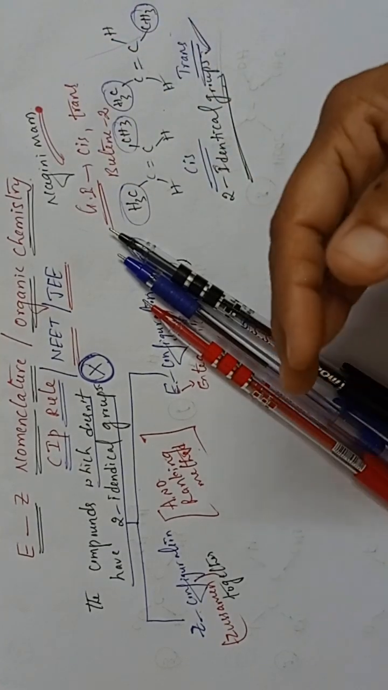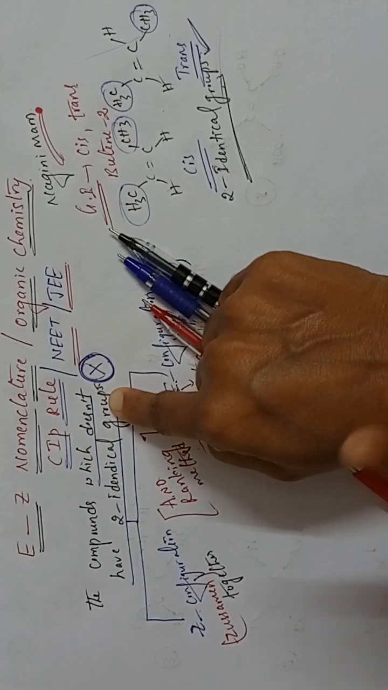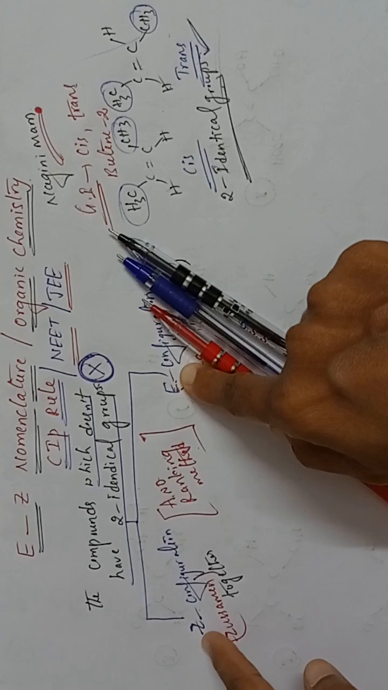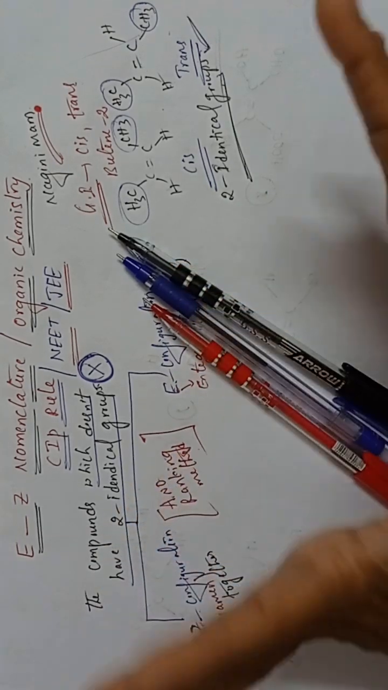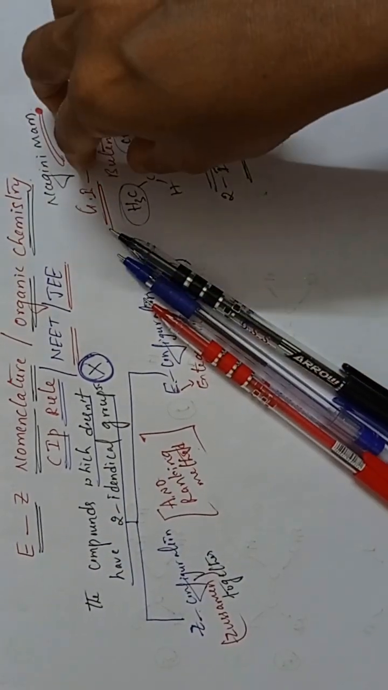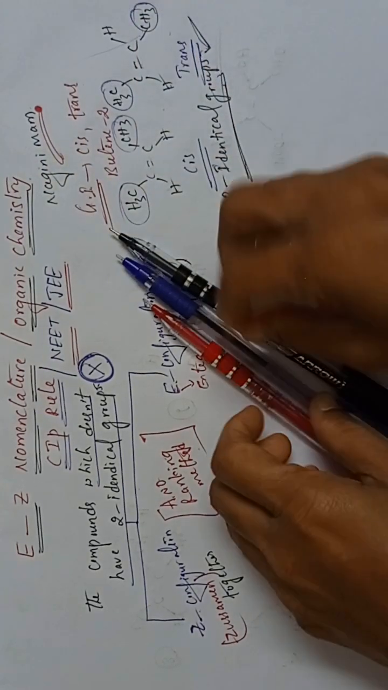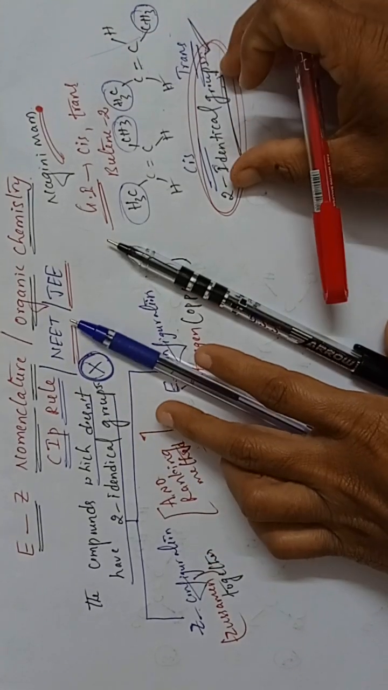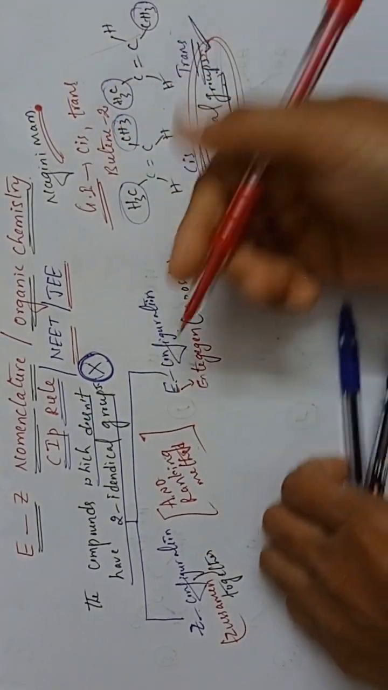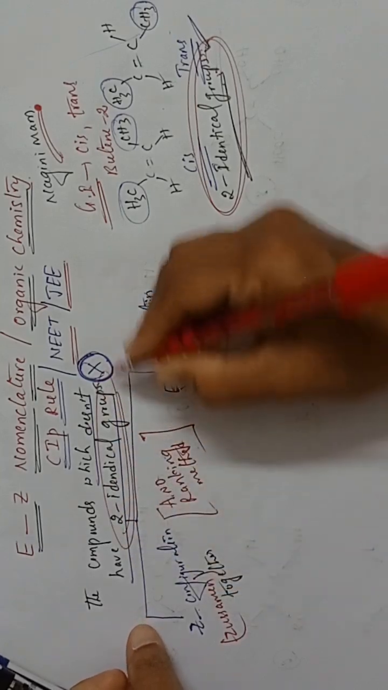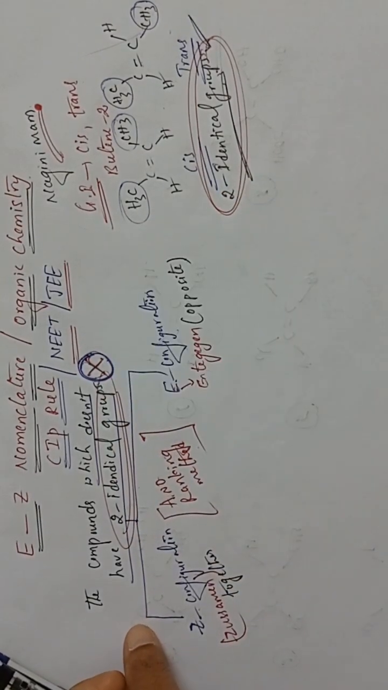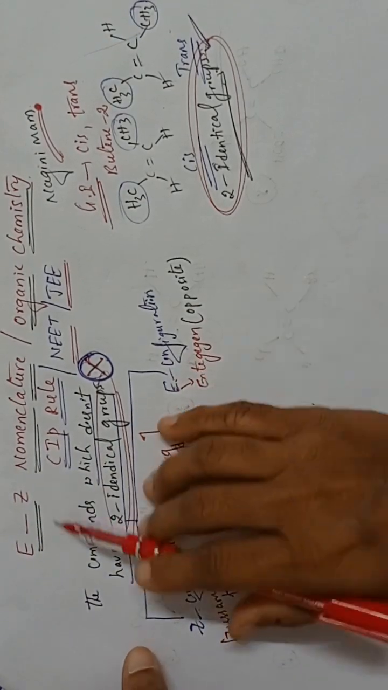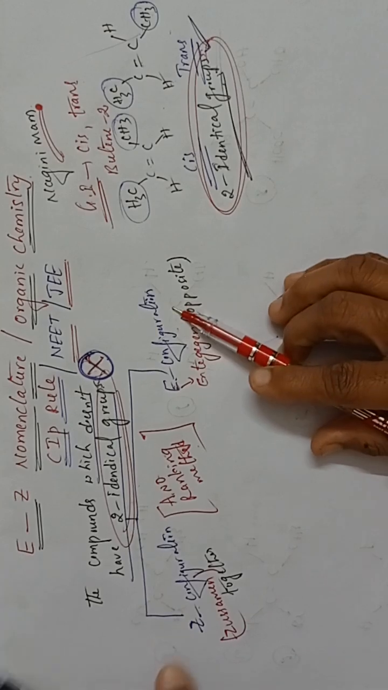The compounds which do not have two identical groups are classified into two categories. One is Z configuration and the other is E configuration. Clear students, this difference understood? Cis, trans, where do we apply it? To the compounds which have two identical groups. The compounds which do not have two identical groups are classified into EZ configuration, two categories, Z configuration and E configuration.